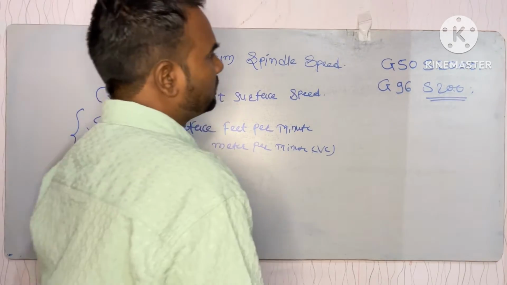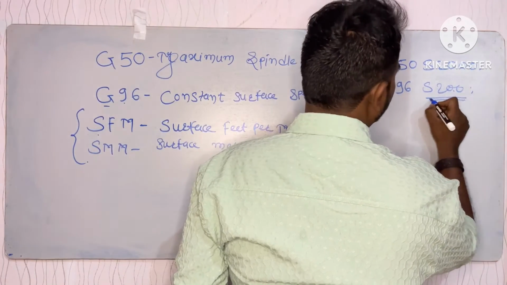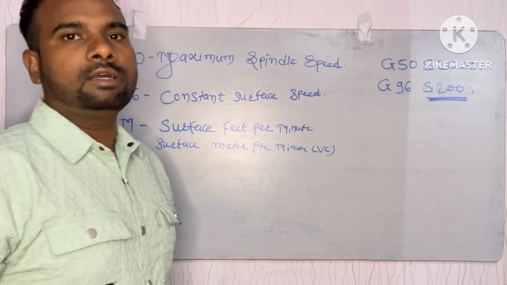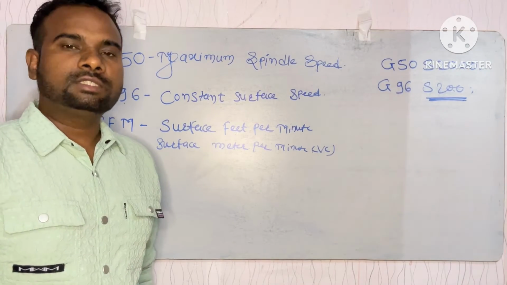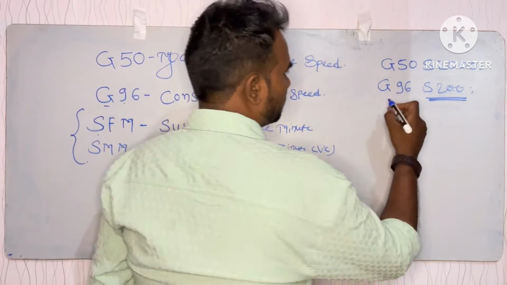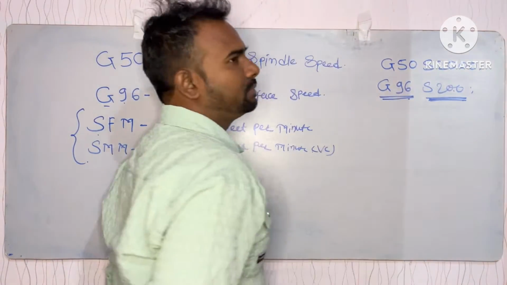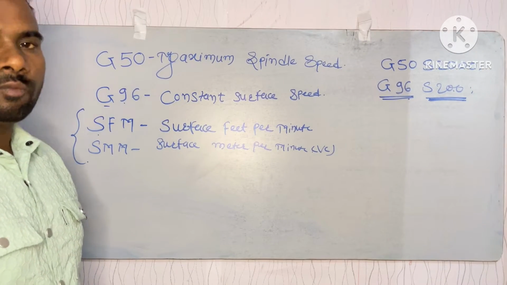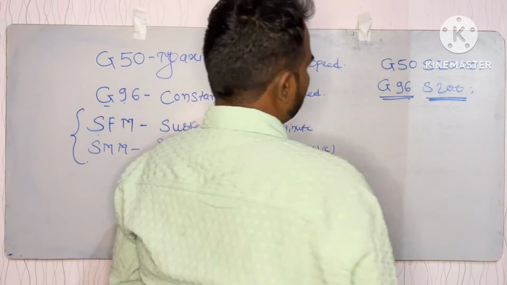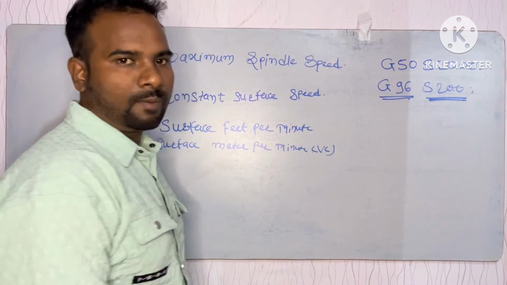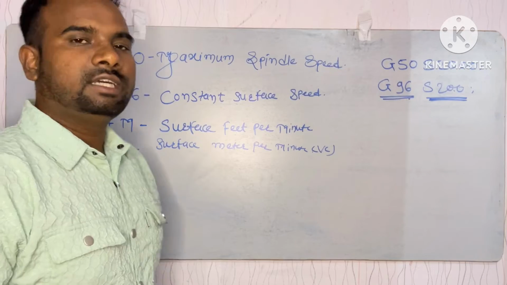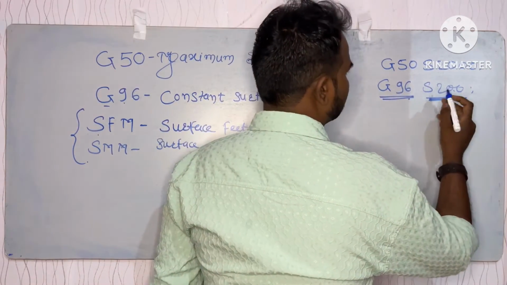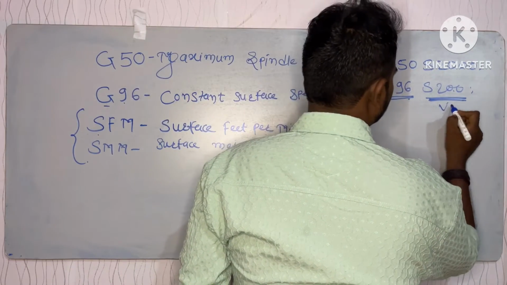Suppose we are inserting S200. This S200 means VC. Whenever we make a facing program, we have to use G96 to obtain the surface finishing of a job and to obtain the actual VC in operation. If the supplier provides us a VC of 200 or 100 or 90, then we have to input this VC with S. Here S means VC.